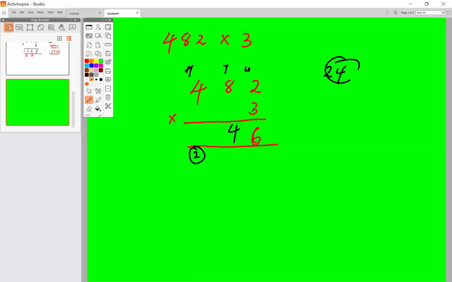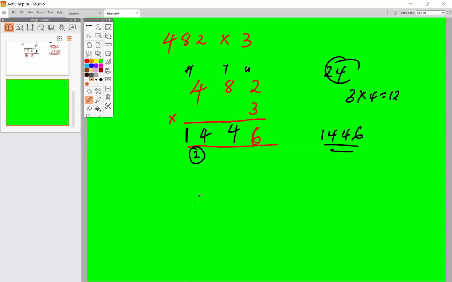So let's move on. What is 3 times 4? 3 times 4 is simply 12. And 12 plus the 2 is 14. So we write the 4 here, and right here the 1. So we have the answer as 1446. And finally, we have finished our video.